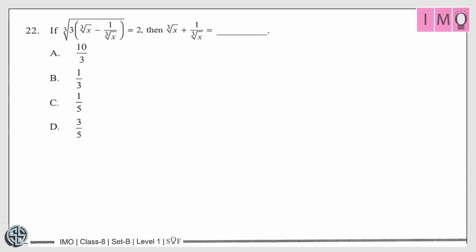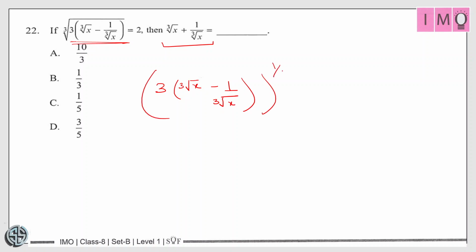Let's move to question number 22. Here you can see you have to solve this and find the value of this expression. So if you see here, the cubic root of this statement is given, which is 3 into cubic root of x minus 1 upon cubic root of x. And this is the term that I have written here, 3 multiplied by this, and I can write the cubic root like this, power 1 upon 3, and it is equal to 2.